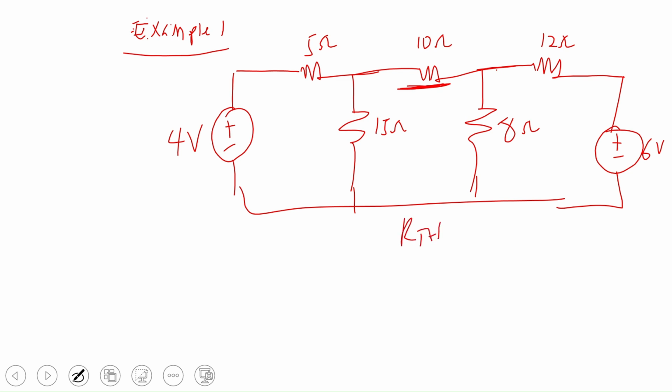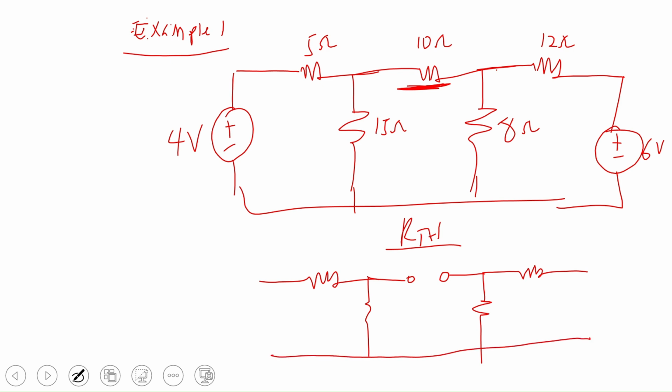Now, the main thing we know is that I'm going to draw the circuit, and this 10 ohm resistor, because I'm interested in finding the current in the 10 ohm. The resistor that you are interested in finding the current or the voltage across, you remove that element. That's the first step, right? I want us to do RTH first because it's very simple to find RTH. So I'm going to remove that. So I have this now.